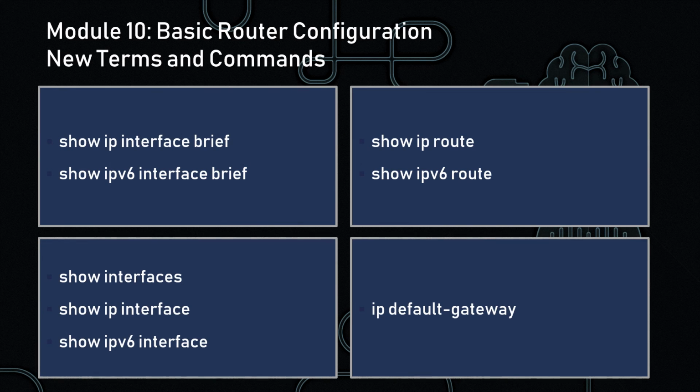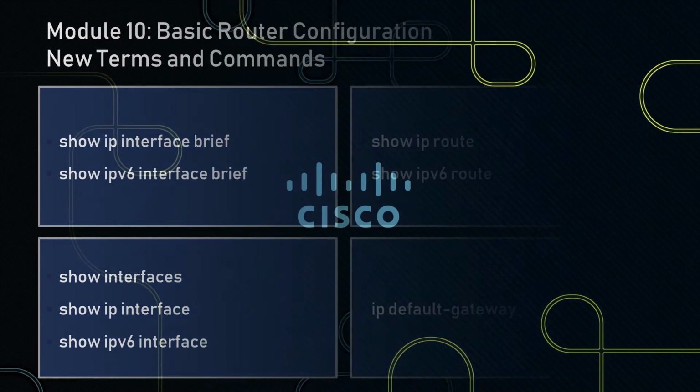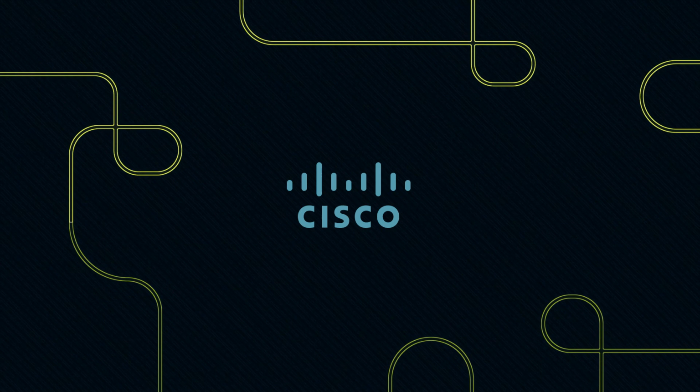And here are our terms for Module 10. So we've got our show interfaces, show IPv6 interface, show IP interface, the brief versions as well, the default gateway, and routing. And that is Module 10, getting our general configuration for our interfaces and default gateway, etc.